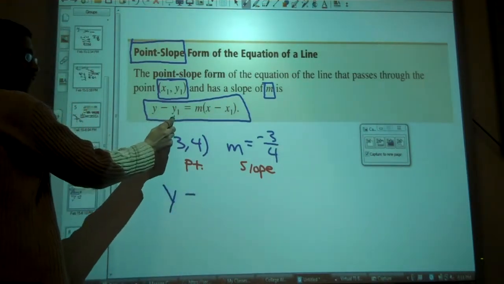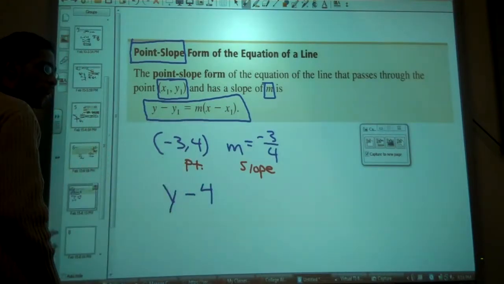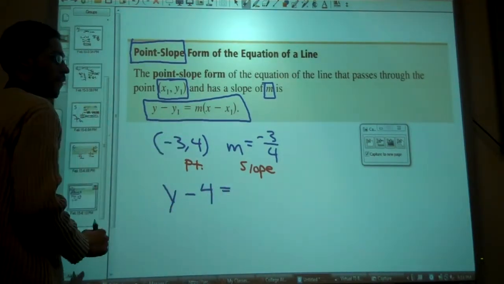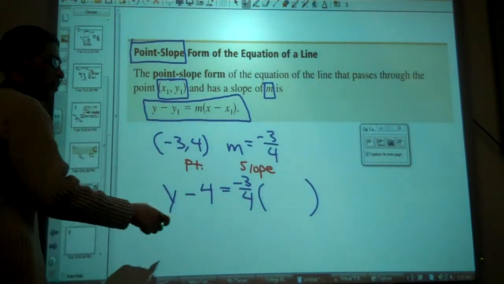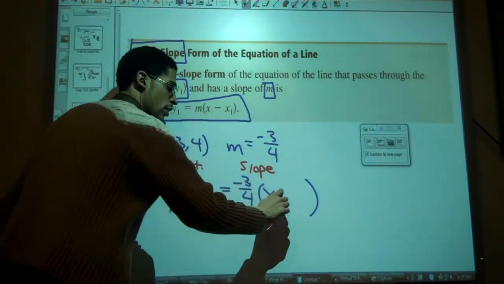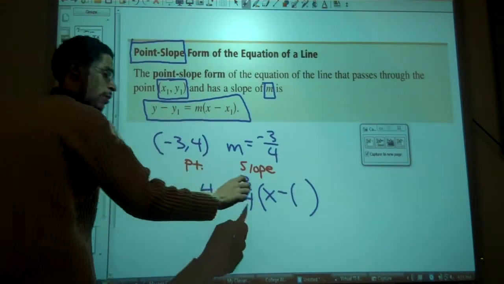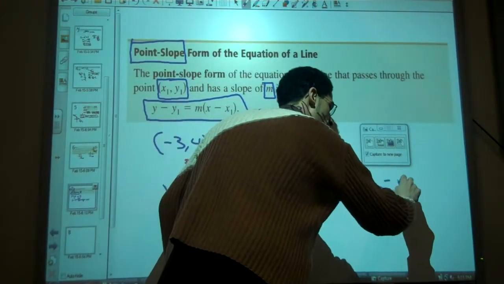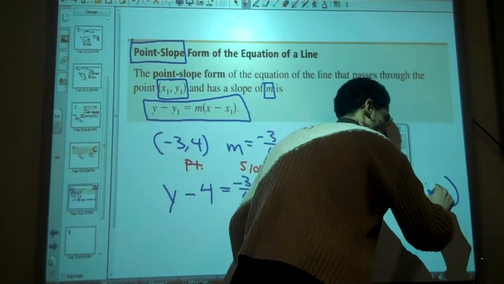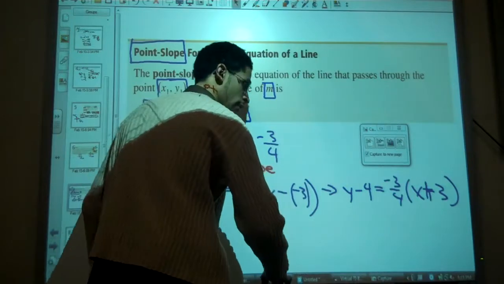y is left as a y. Then we put a minus sign. Then we put a y1. That's the y value from your point. Then we put an equals. Then we put the m. Then we put a set of parentheses. And inside the set of parentheses we put an x. And then from that we subtract the x value from your point, which is a negative 3. And that's an equation of a line. There's nothing wrong. We can leave it just like that. We're going to find out that's not the most desirable equation for the line. We're going to see how to manipulate it. But basically that's it. Rewritten, it's y minus 4 is negative 3/4 times x plus 3.